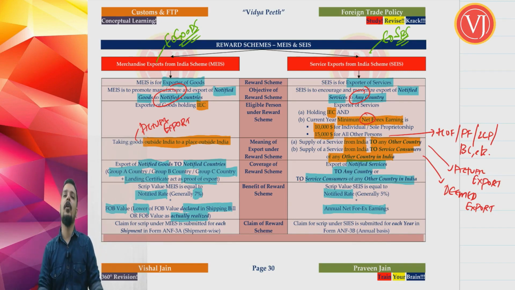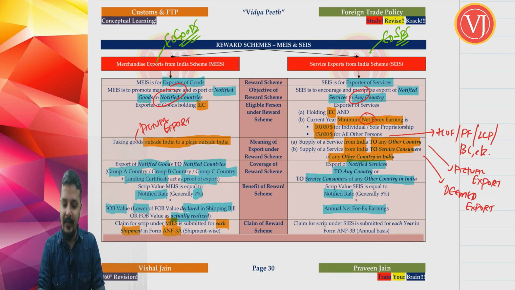And friends, if at all you are going for your MEIS script, we will be discussing it in detail. You have to tell that you want MEIS benefit at the time of export itself. It is filed shipment wise. At the time of exporting the goods itself, you should tell that I want the benefit of MEIS, which means that it should be mentioned at the time of export in your shipping bill for each shipment, right? So the claim of scrip under MEIS is submitted at the time of each shipment. When you are exporting for each transaction or each consignment, you have to tell that I want MEIS benefit or not, and that is submitted in form ANF 3A, Ayat Niryat form 3A. ANF is Ayat Niryat form, import export form.